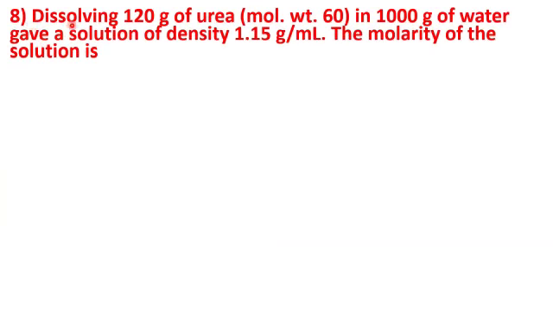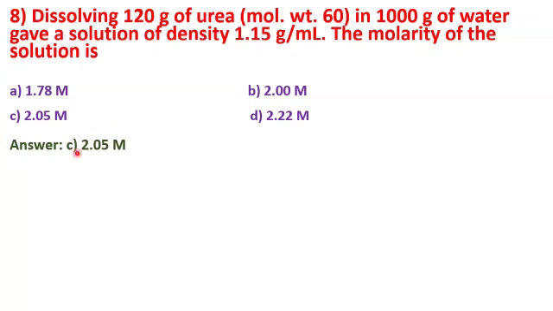Question number 8. Dissolving 120 gram of urea having molecular weight of 60 in 1000 gram of water gave a solution of density 1.15 gram per milliliter. The molarity of the solution is: option A 1.78 molar, option B 2.00 molar, option C 2.05 molar, option D 2.22 molar. The correct choice is C, 2.05 molar.